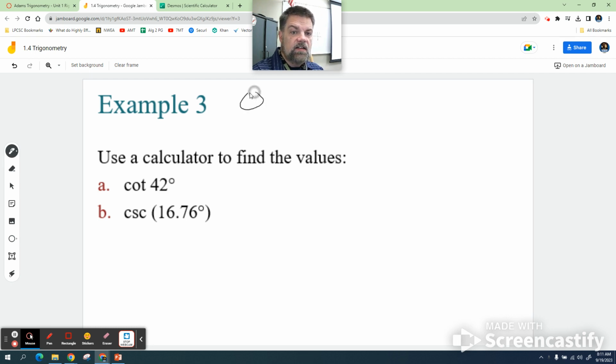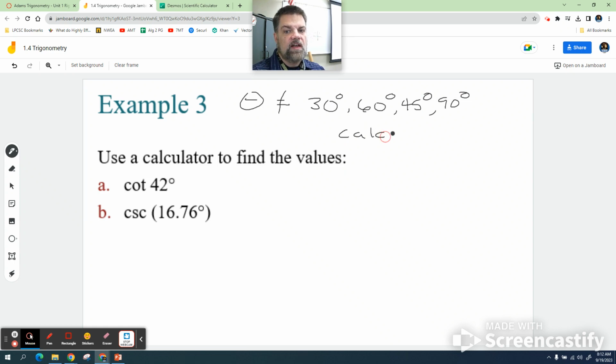theta, the angle, is not equal to 30 degrees or 60 degrees or 45 degrees or 90 degrees or some variation or combo of those, we're going to need a calculator. Okay.